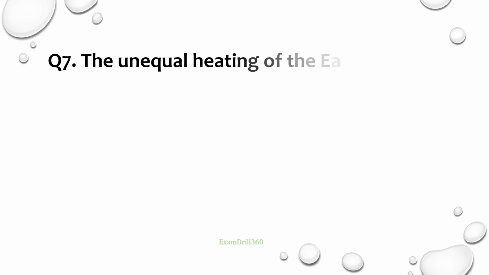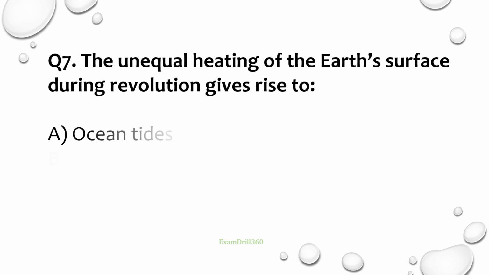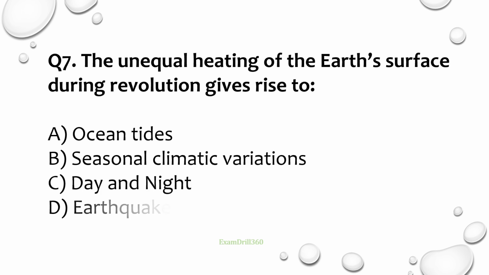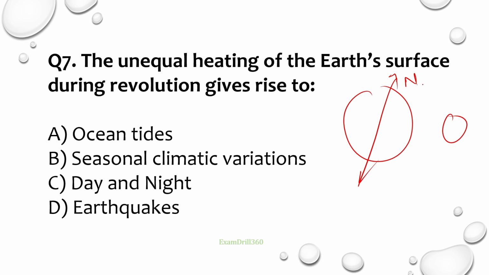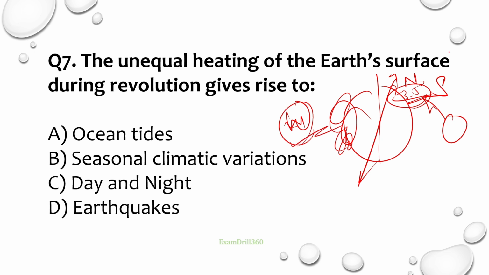Next, question number 7. The unequal heating of the Earth's surface during revolution gives rise to what? This one we recently discussed. Unequal heating means what? If this northern hemisphere is tilting towards the Sun, how much? 23.5 degrees. Then this area is receiving more sunlight and the other surface is receiving less sunlight. That is why it is causing the seasonal change. Here if it is summer, then here it will be winter. And what? Seasonal climate variations.